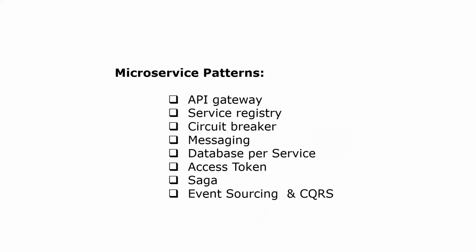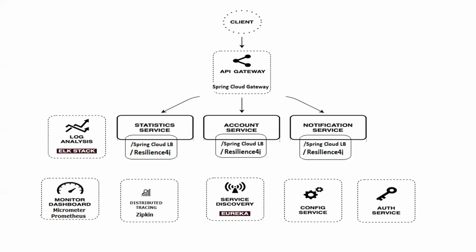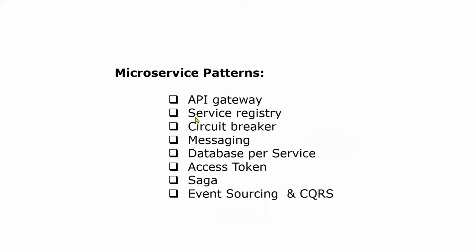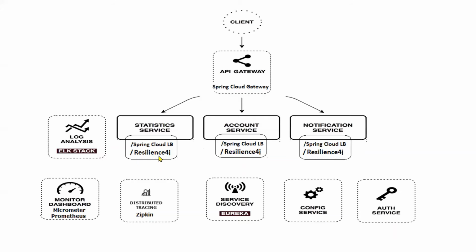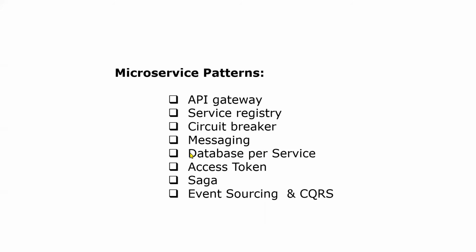Similarly, when it comes to microservices, different patterns are available. For example, API gateway, service registry. Here we discussed API gateways like Spring Cloud Gateway, a few things I told you, right? This is the starting point for the ecosystem. Similarly, we can develop a service registry. We can use a pattern like service registry, like Eureka. Similarly, we can use the circuit breaker as part of Resilience4J. Similarly, we have messaging, database per service, access token, Saga, event sourcing, CQRS, command query responsibility segregation. There are different microservice patterns.